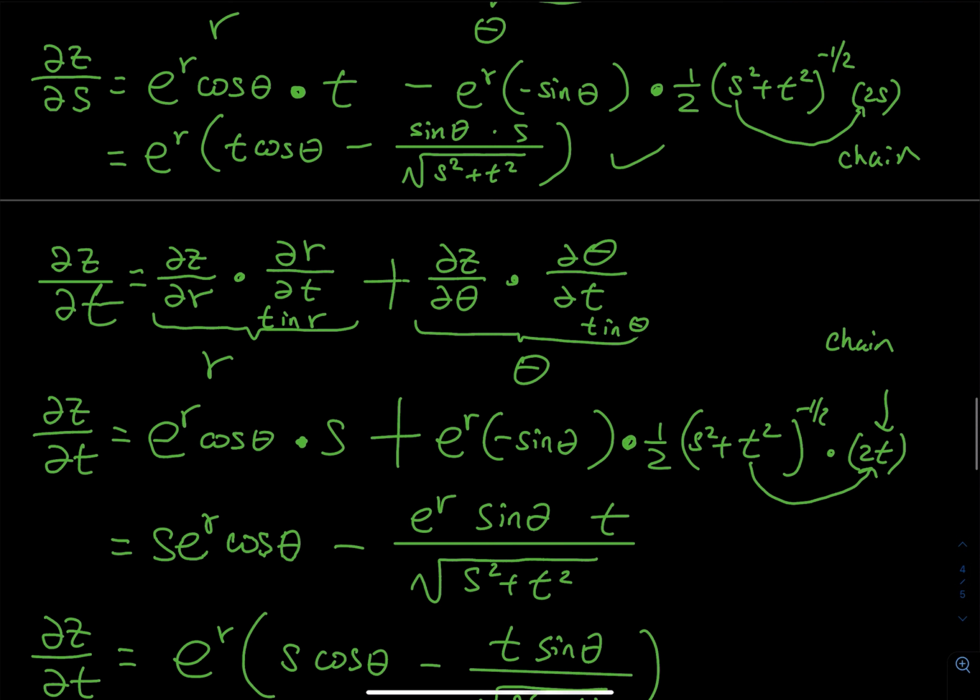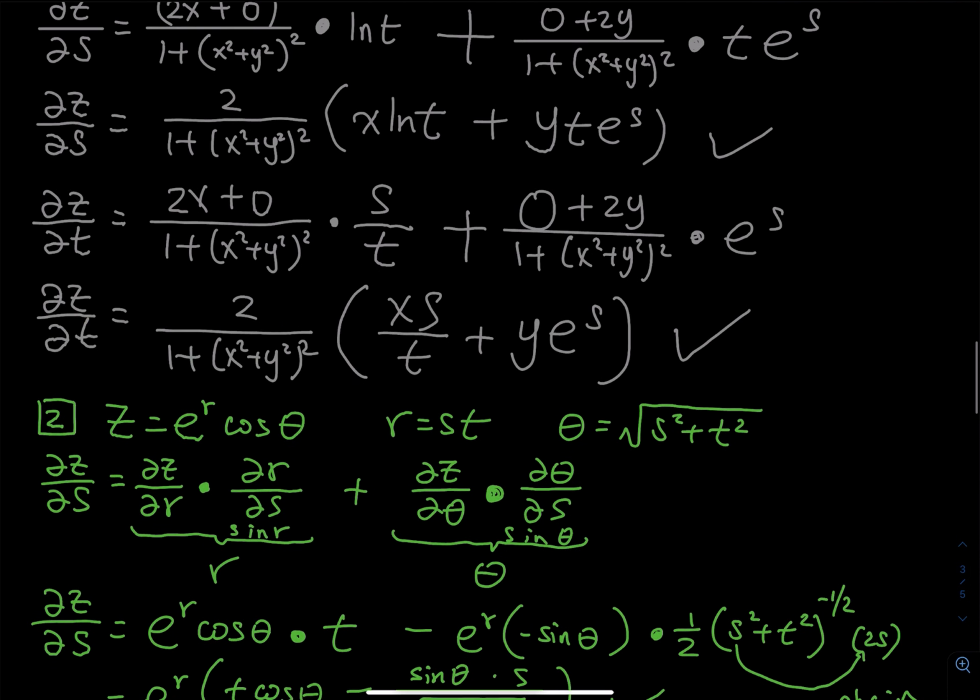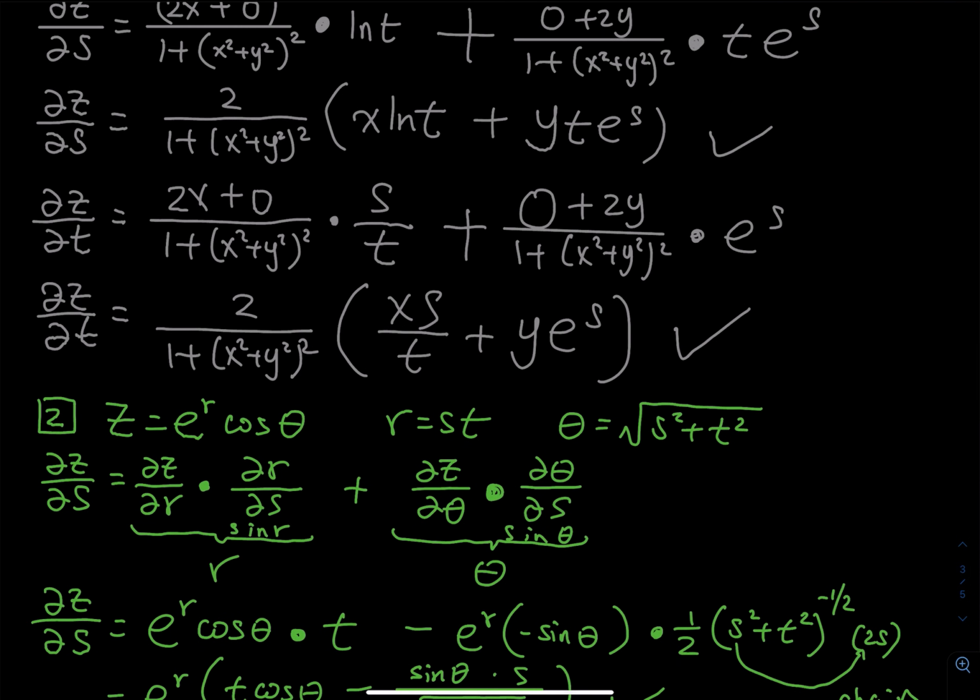The last one is with respect to s. Because the idea is we have z in terms of two independent variables, r and theta. But within each independent variable r, there are two more variables. So we have to take the derivative of that and then go inside to take care of the r, and then go inside to take care of the theta. So that is the chain rule for this case.